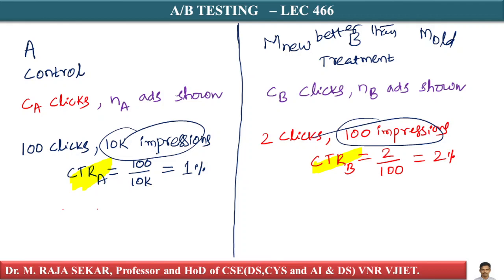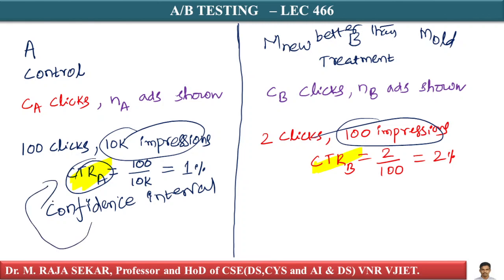When we are computing CTR of A, we should compute a confidence interval. There is something called a confidence interval. Confidence interval on what? Confidence interval on CTR of A. We learned how to compute confidence interval in our previous lectures.